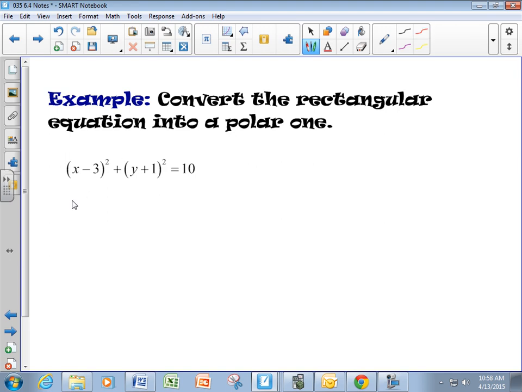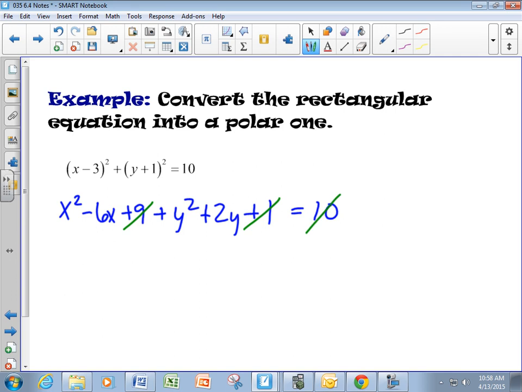To get all your conversions correct, it would be easiest to actually multiply this out. So I'm going to quantity square this. I'm going to do that real quickly here. y squared plus 2y plus 1 equals 10. As I look at condensing this equation down a little bit, I do notice that my 9 and 1 make 10, and when I subtract it to the other side, those would cancel out.